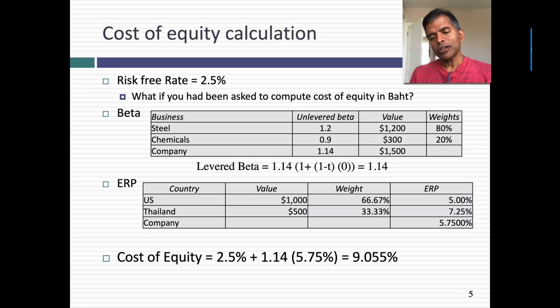Let's talk about the equity risk premium. You're in two countries. I've given you the value you get from each country and the weights. I take a weighted average of those equity risk premiums. I come up with 5.75%. That cost of equity, risk-free rate plus beta times equity risk premium, is my answer to the problem. So break it down into pieces. Risk-free rate comes from currency, beta comes from business, equity risk premium comes from countries. Think about attaching value weights. You'll be off to the races.